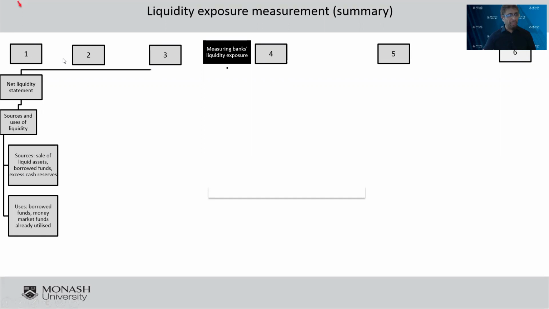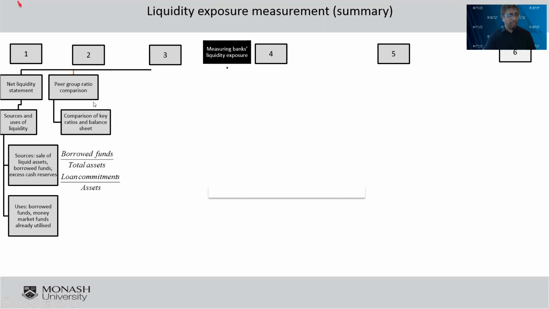Now I have numbered those 6 measures here. And when I cross-reference these numbers, I cross it to the slides that I will explain. The second part is the big group. We take 2 ratios, which are borrowed funds over total assets and loan commitments over total assets, and we compare them to our peers in the industry and see how we are doing on this front. Now, number 3 is the liquidity index.